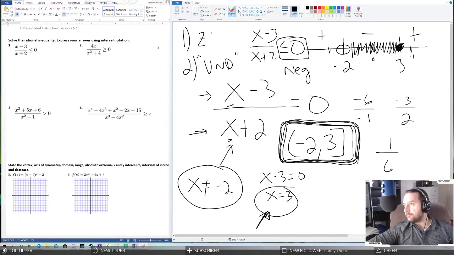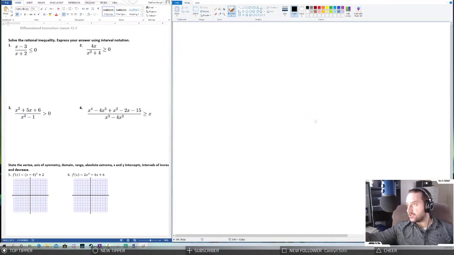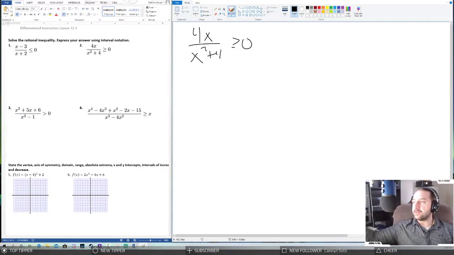Okay, let's look at another one. Number 2, 4x over x squared plus 4 is greater than or equal to 0. So my critical values, the values that could be undefined, if I set the x squared plus 4 equal to 0 and solve, I get x squared equals -4, square root, x equals plus or minus 2i.